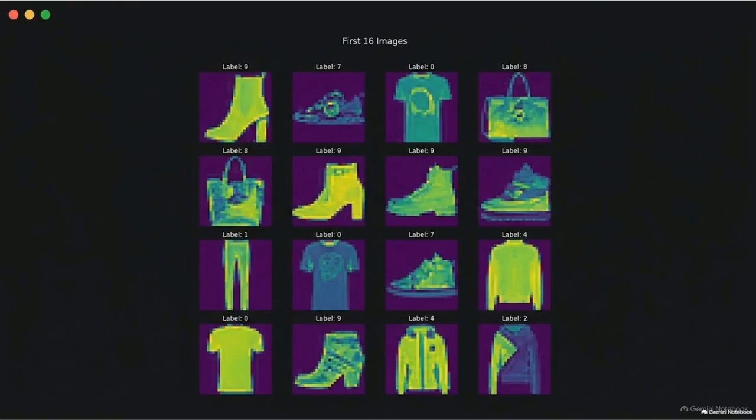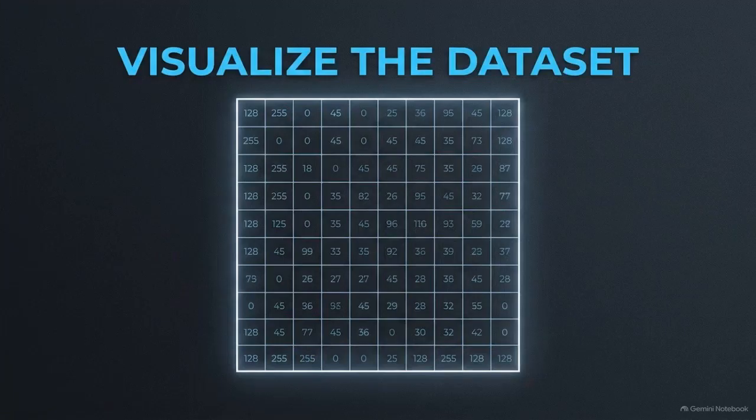We have a clear grid of clothing items, each correctly mapped to its corresponding numerical label. Visualizing the dataset is a required first step. You must understand the shape and boundaries of your data before feeding it into a rigid algorithm.